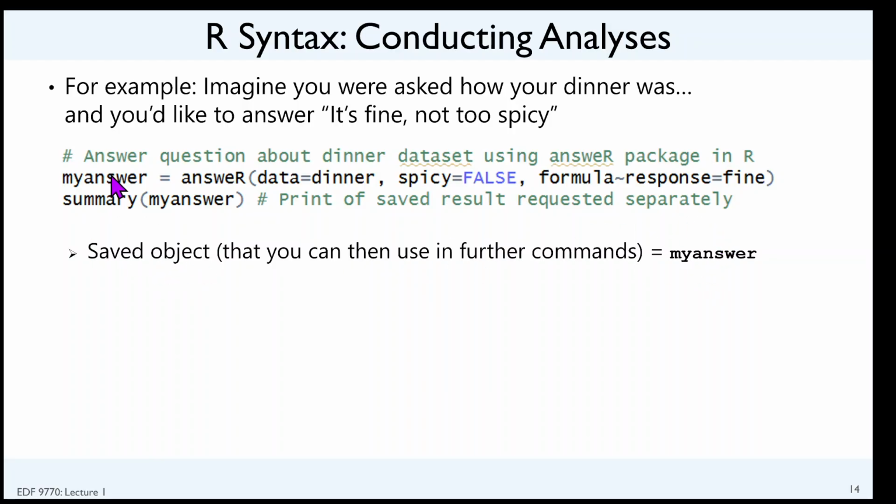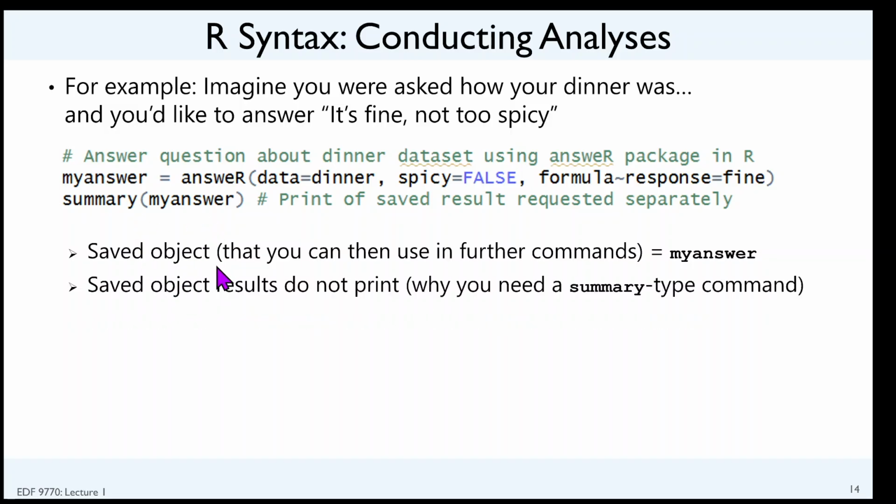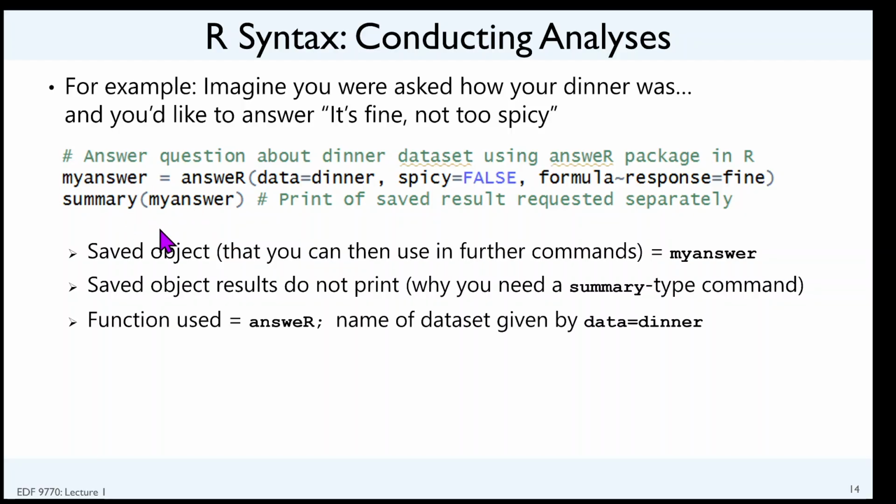My answer is the name of the set of results that it is creating and storing in the environment. It's going to have all the numbers that show up in front of you, sometimes buried, you have to search for it a little bit, but it's there. The saved results do not print by default. You have to ask for them. So most analyses will be followed by summary, which means print the thing I just did, please. So my answer is the object I'm asking it to print.